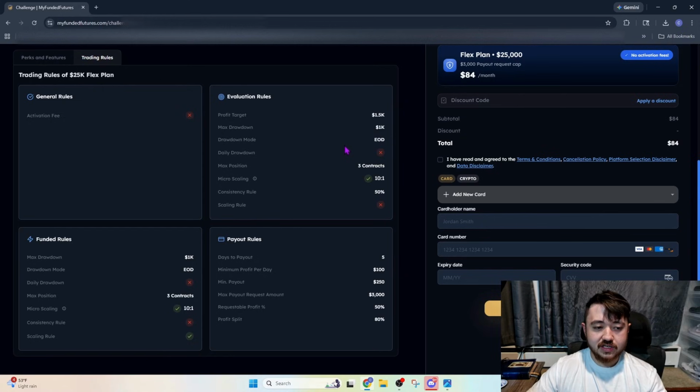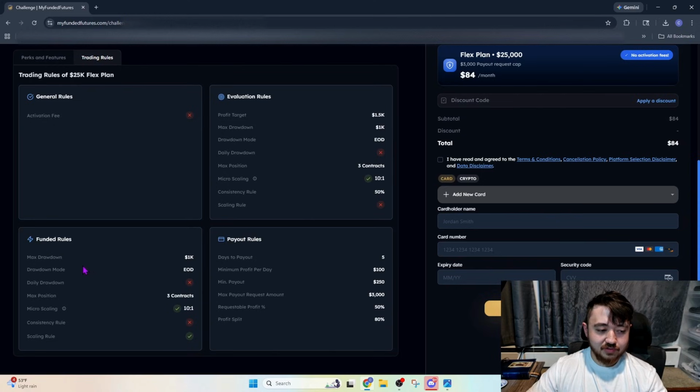So basically the rules are: hit a profit target of $1,500 for the 25k account. The 50k is $3,000. And just be under a 50% consistency rule. People ask, what is a consistency rule? So $1,500, divide that by 2, so 50%. The max you can make in a day is $750. If you make more than $750, you just have to make a higher profit target, which I try not to do. So I always try to stay under that $750 if you're trying to get on the 25k account.